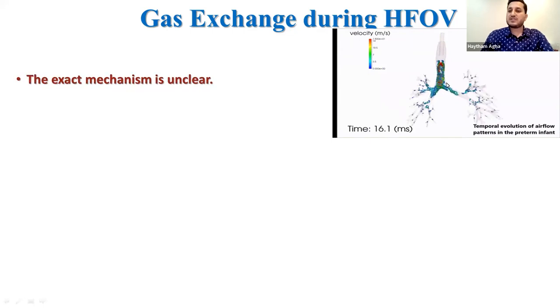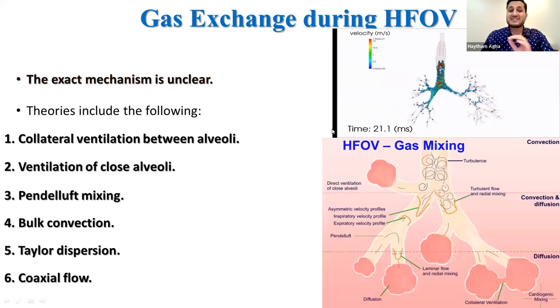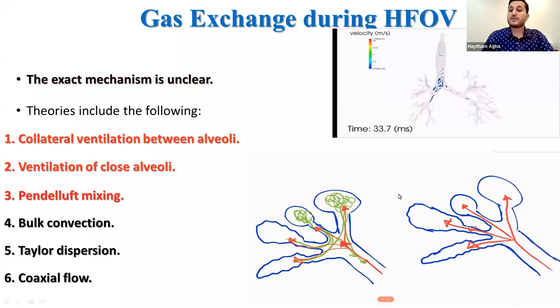You can look here at this animated diagram and see the mechanics of gas diffusion during high frequency mechanical ventilation. While we'll talk about theories, the exact mechanism is unclear. Maybe it's a combination of all of these theories. The first theory is collateral ventilation between alveoli, which means if this alveolus becomes ventilated because of collaterals between alveoli, the adjacent alveoli can also be ventilated. The second theory is the ventilation of those alveoli that are close to the proximal bronchiole by direct ventilation. But one of the most popular theories is Pendelluft mixing.